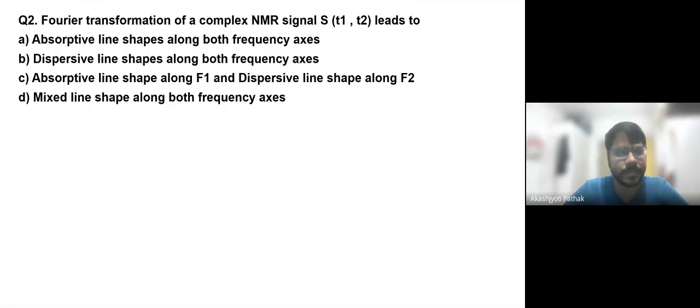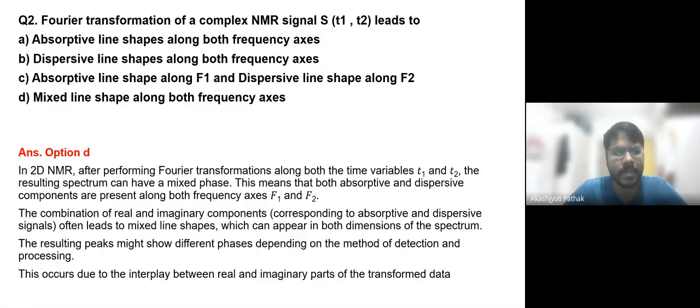So this question we discussed. Now answer this question. Fourier transform of a complex NMR signal S(t1, t2) leads to absorptive line shapes along both frequency axes, dispersive line shapes along both frequency axes, absorptive line shape along F1 and dispersive line shape along F2, or there can be mixed line shapes along both frequency axes. What will be the answer?